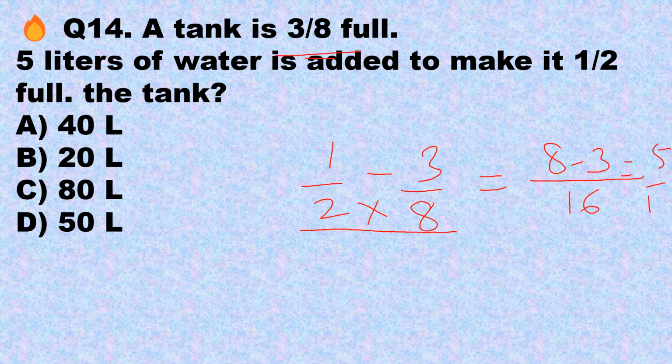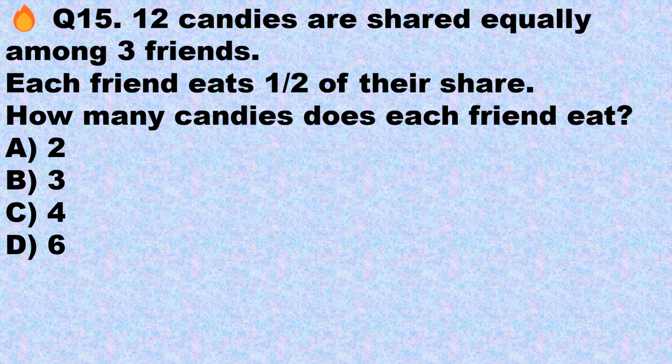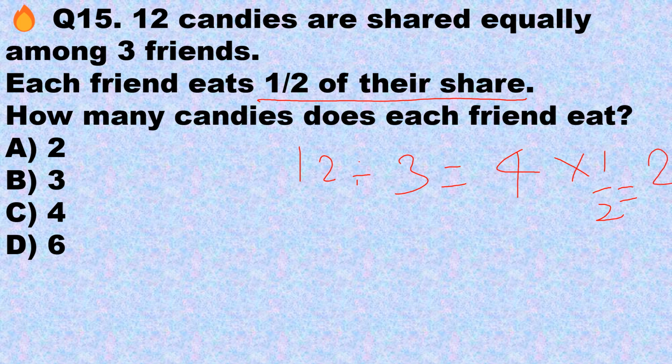So what you will get here? 5 by 16. Next is 12 candies are shared equally among 3 friends. Each friend eats half of their share. How many candies does each friend eat? So see, 12 candies are shared among how many friends? 3 friends. So we can write 12 divided by 3. So we are getting 4. Okay. And each friend eats half of their share. So half of 4 is 2. So what answer are you getting? Option A is your correct answer.